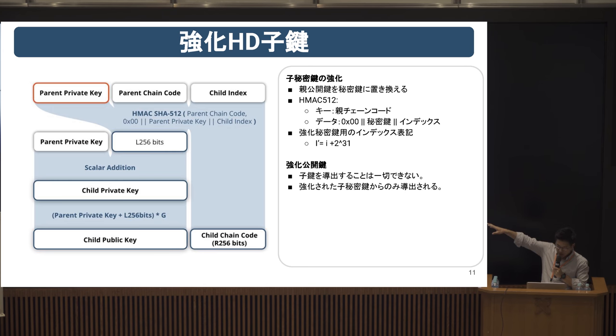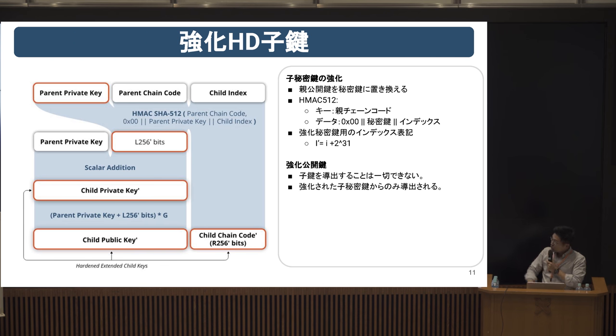What's fed into the HMAC is slightly altered. We concatenate the message with another 0 byte. Let's have a look at how that affects the factors downstream. Obviously the left 256 bits change, which I've denoted as prime. The right 256 bits, which is the child chain code, are altered. Essentially the child private key and the child pub key are now hardened children keys. We refer to those as hardened keys.